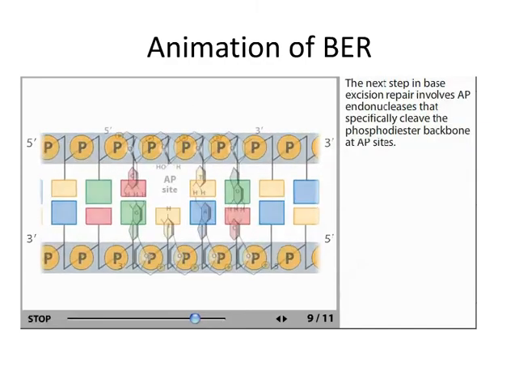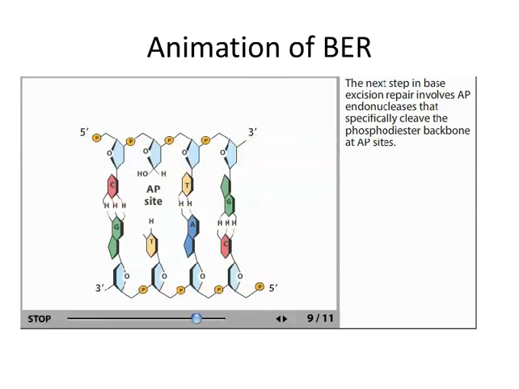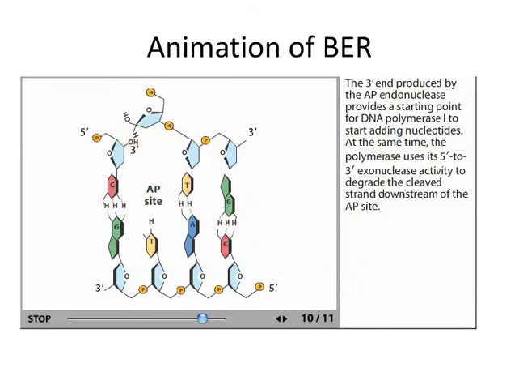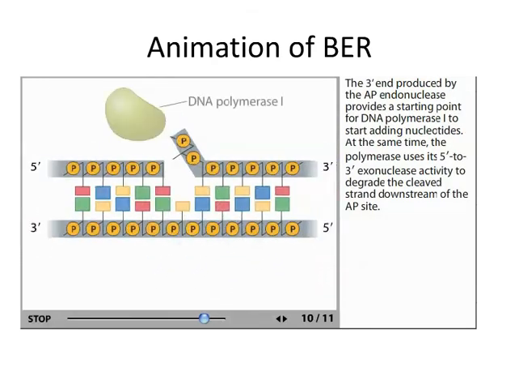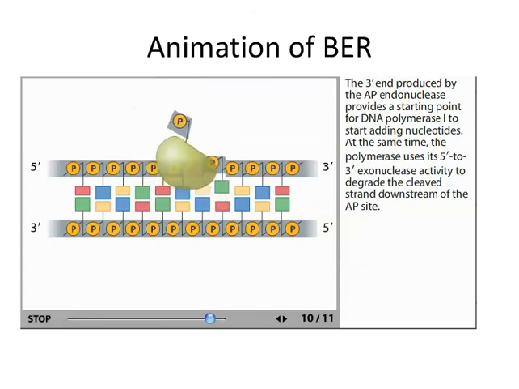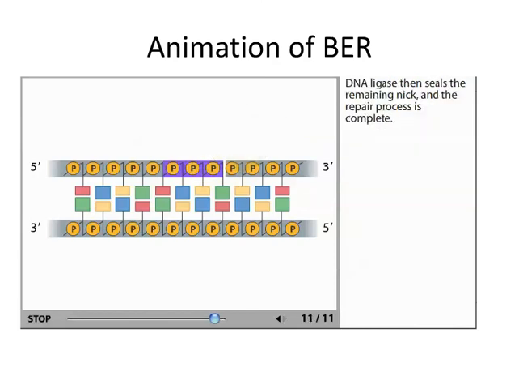The next step in base excision repair involves AP endonucleases that specifically cleave the phosphodiester backbone at AP sites. The 3' end produced by the AP endonuclease provides a starting point for DNA polymerase I to start adding nucleotides. At the same time, the polymerase uses its 5' to 3' exonuclease activity to degrade the cleaved strand downstream of the AP site. DNA ligase then seals the remaining nick and the repair process is complete.